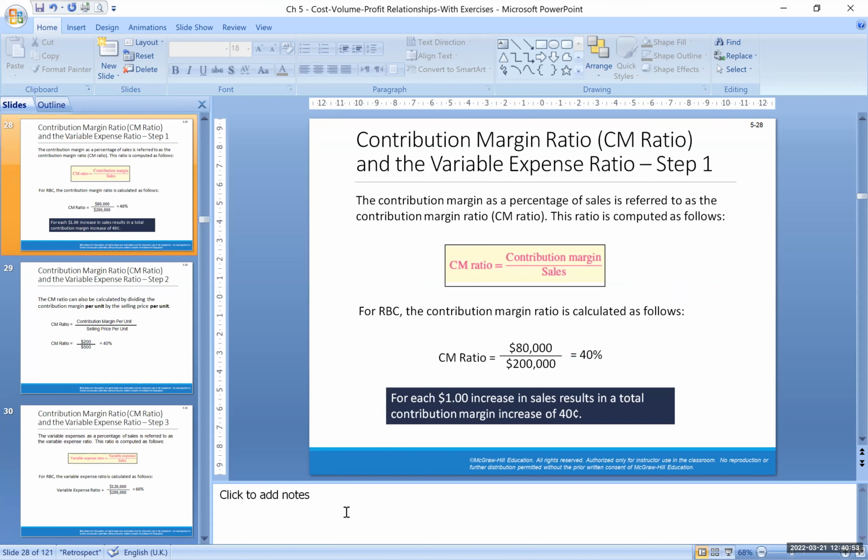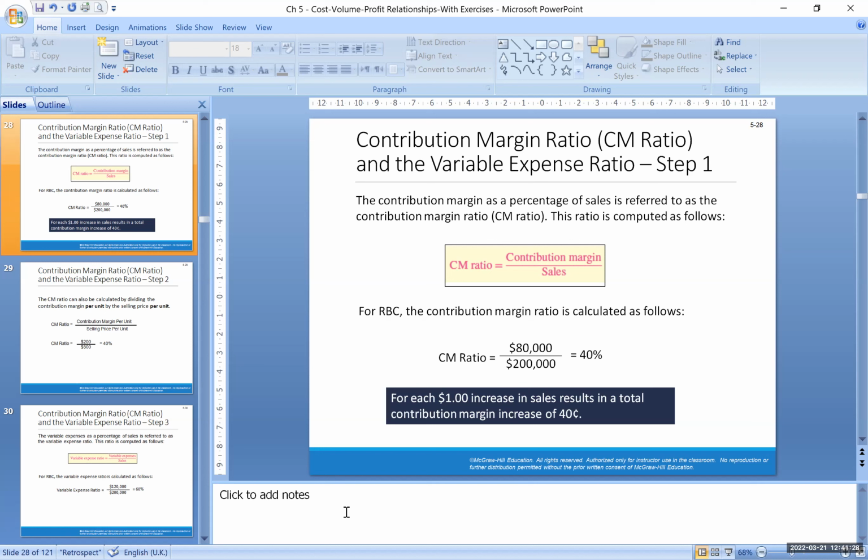Something interesting in this chapter is the contribution margin ratio. The contribution margin as a percentage of sales is referred to as the contribution margin ratio, or CM ratio. CM ratio means that we are dividing by the base. So the CM ratio means the contribution margin divided by the total sales.